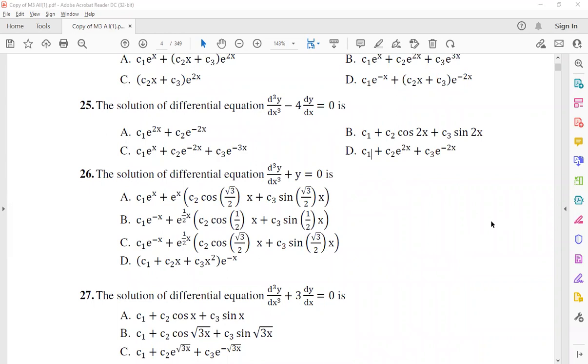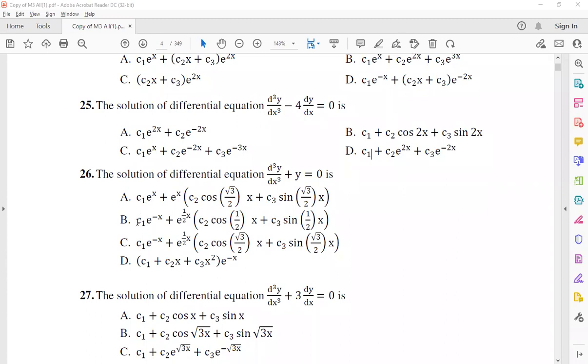D cube plus 1. A is 1, B is 0, C is 0, D is 1. The roots are -1 and 0.5 plus minus 0.86i, correct? Yes, ma'am. So -1 you said first, real.